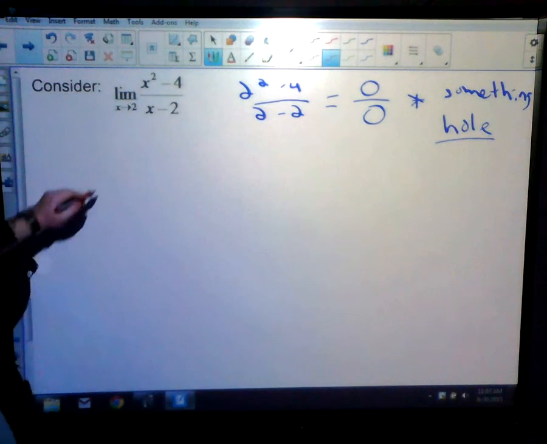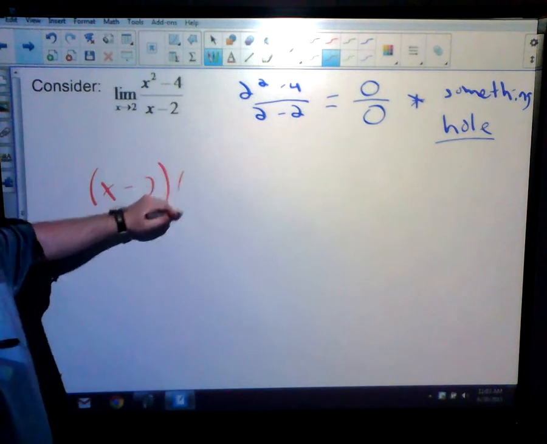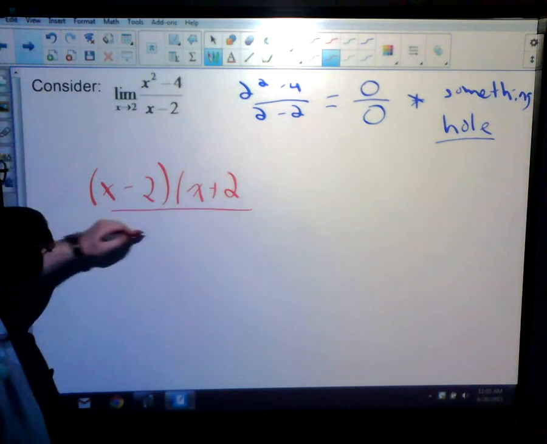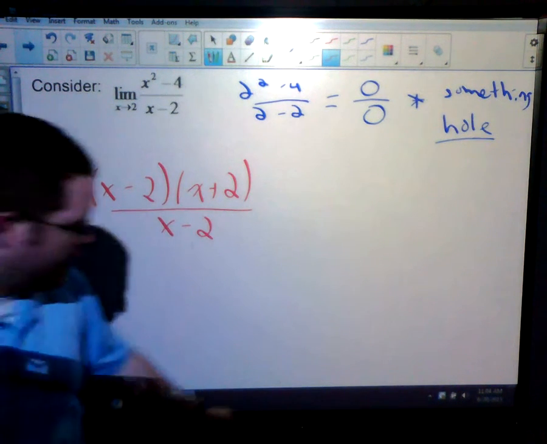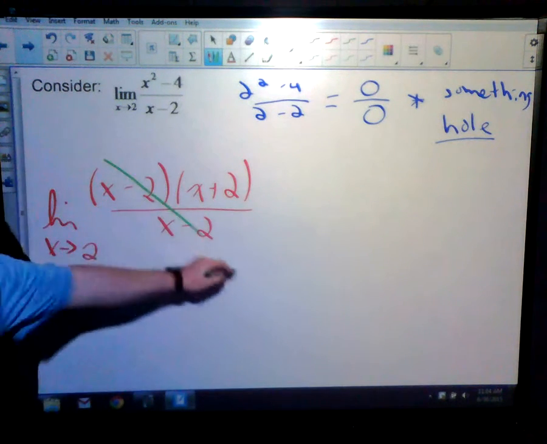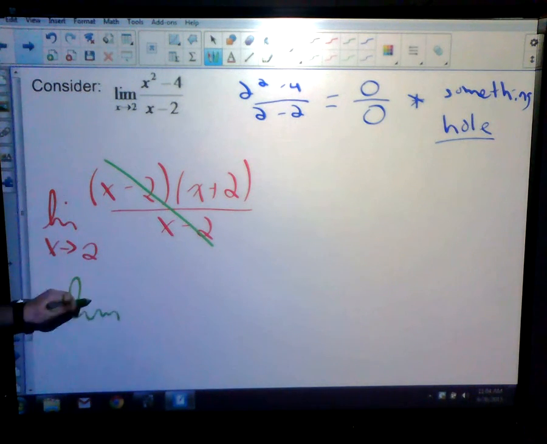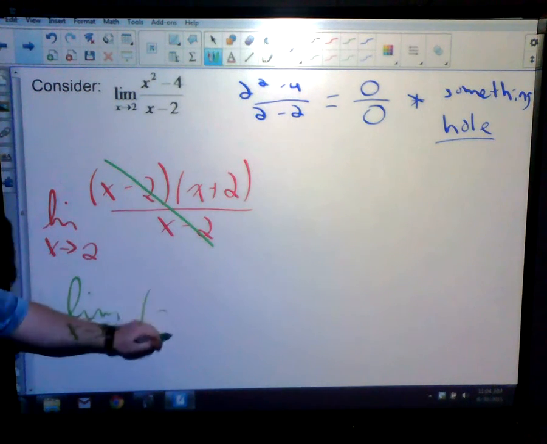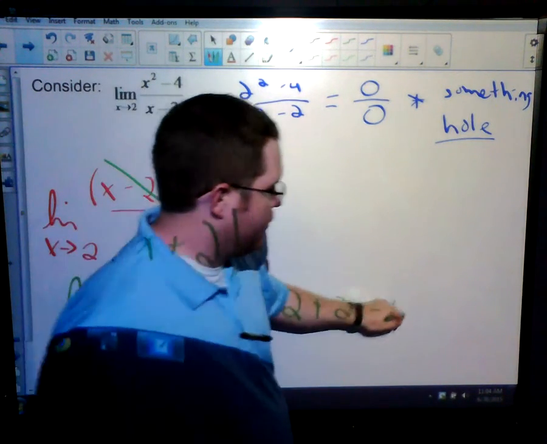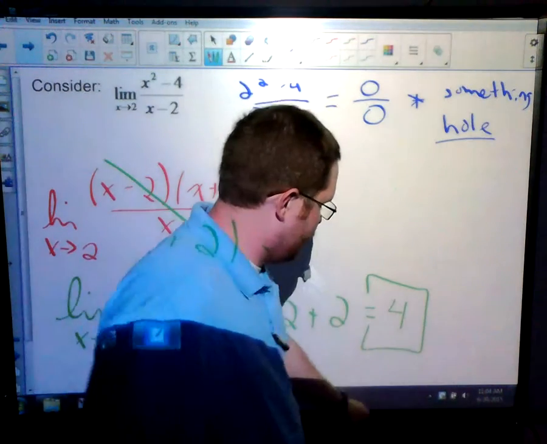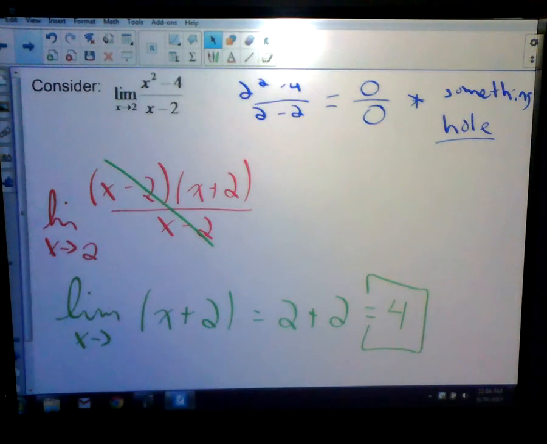Beginning of the year, you would have factored it. x minus 2 times x plus 2 over x minus 2, limit as x goes to 2. And then you would have canceled these two out. And you would say that the limit as x goes to 2 of x plus 2 is equal to 2 plus 2, which is equal to 4. So, if I can factor it, it's pretty easy. And I knew that something was going on because I got 0 over 0.